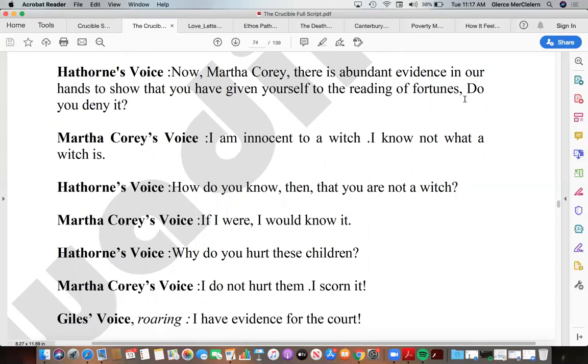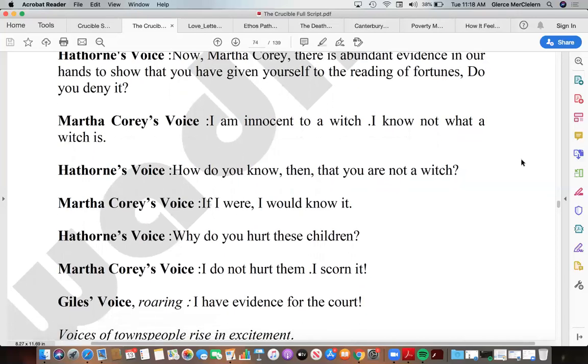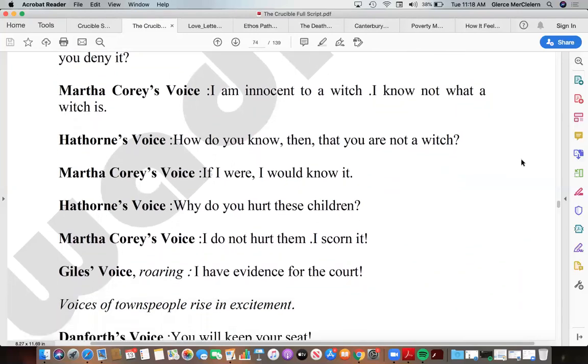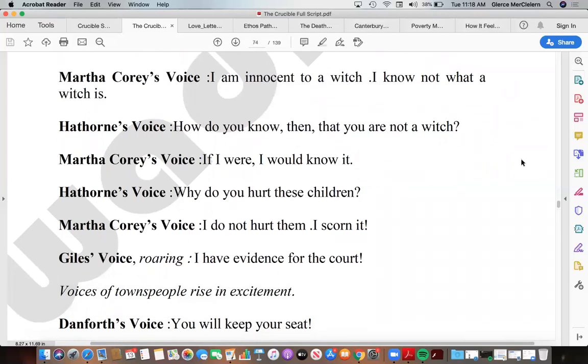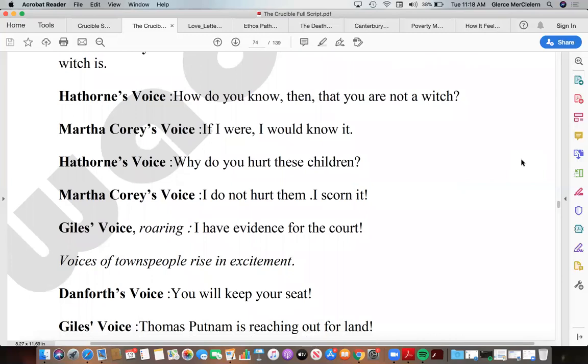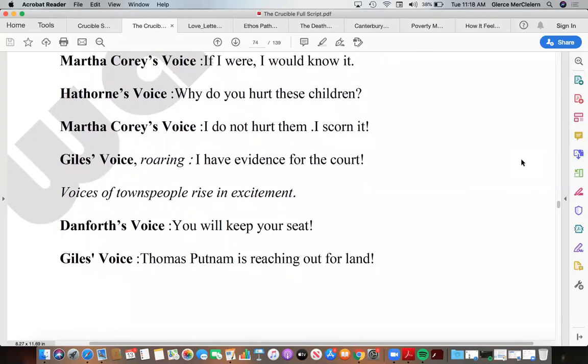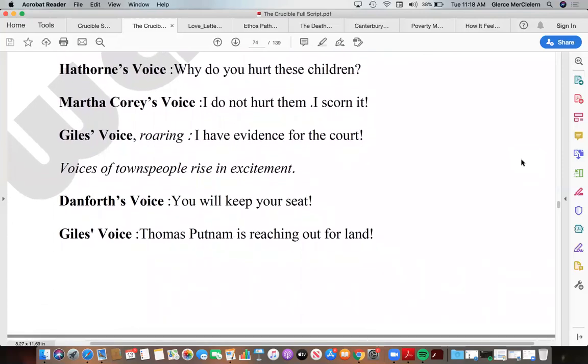Now, Martha Corey, there is abundant evidence in our hands to show that you have given yourself to the reading of fortunes. Do you deny it? I am innocent to a witch. I know not what a witch is. How do you know then that you are not a witch? If I were, I would know it. Why do you hurt these children? I do not hurt them. I scorn it. I have evidence from the court. Oh my God, evidence. Or Giles. Oh. Okay.